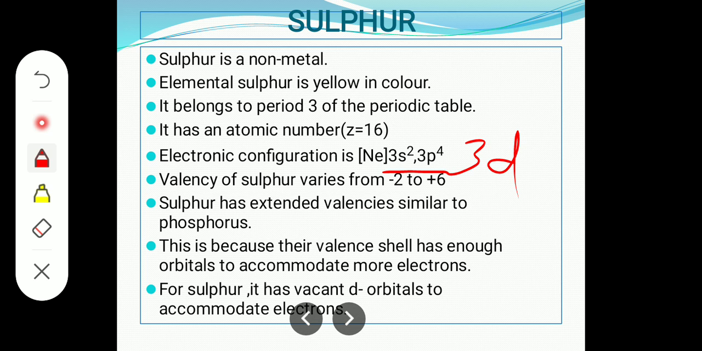So hence sulfur has extended valency that is similar to phosphorus. The reason is that their valence shell has enough orbitals to accommodate more electrons. That is, for sulfur it has vacant d orbitals to accommodate the electrons.